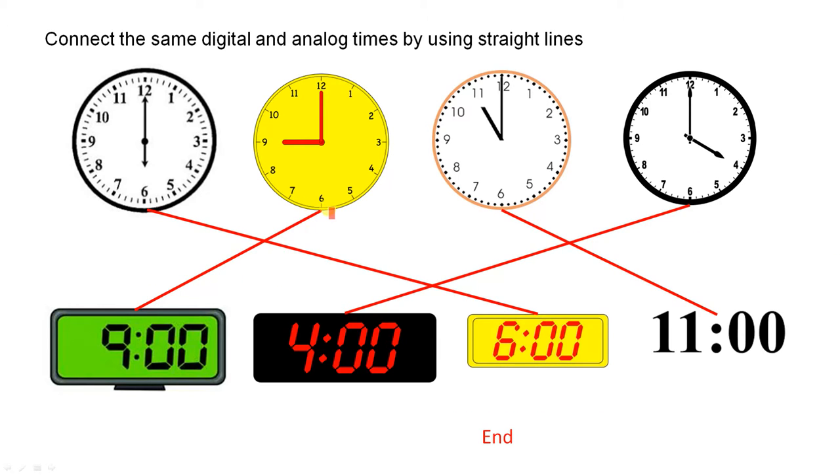So 9 o'clock is there, that's the analog and digital. 4 o'clock is there, analog and digital. 6 o'clock is there, analog and digital. And 11 o'clock is there, analog and digital.